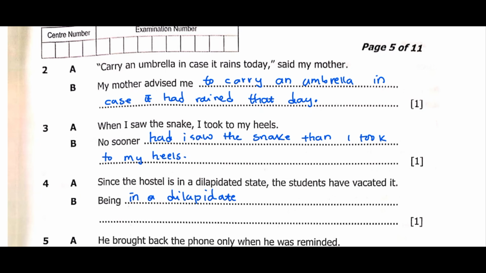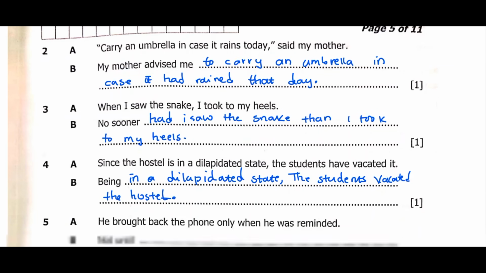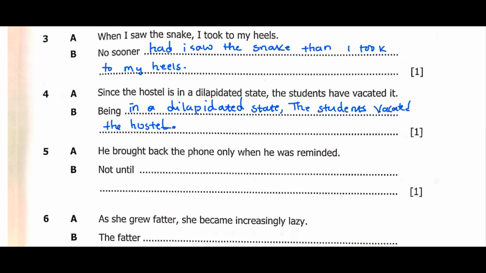Now begin being. So say being in a dilapidated state, comma, the students vacated the hostel. Okay, so now let's move on to question 5. He brought back the phone only when he was reminded. So here, not until he was reminded. He was reminded. Did he bring the phone back?